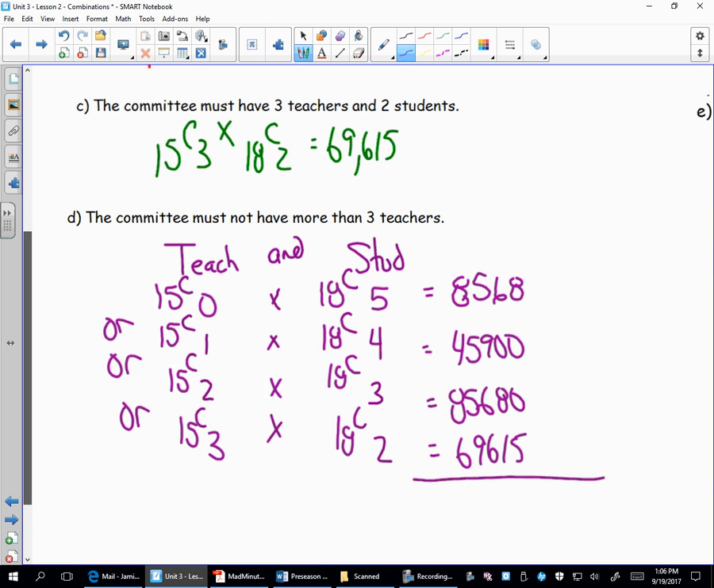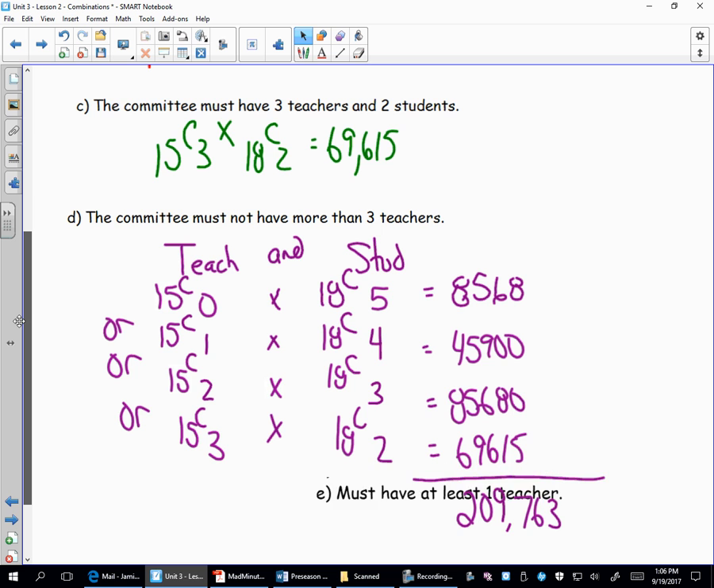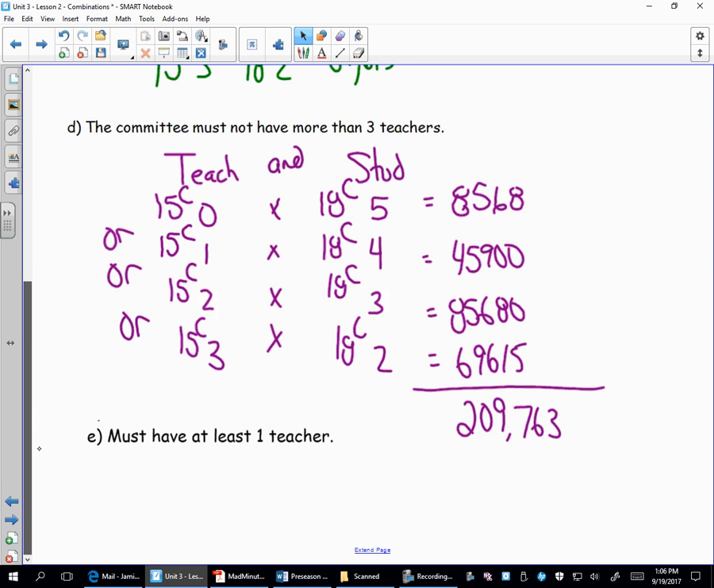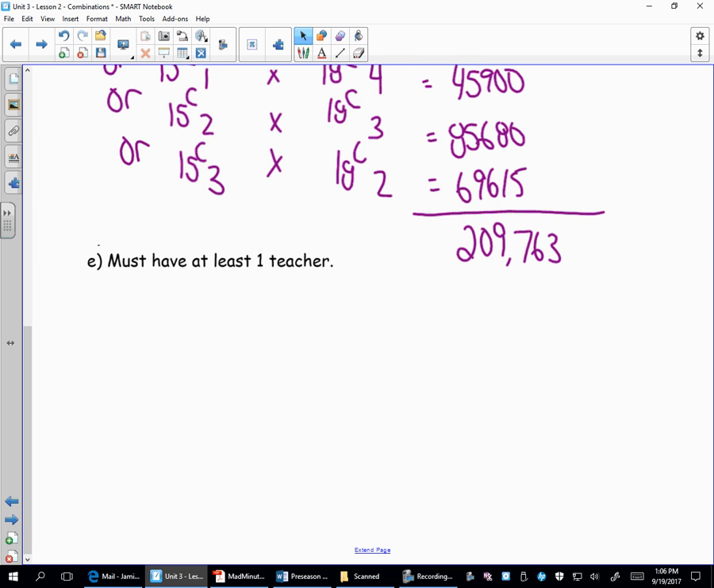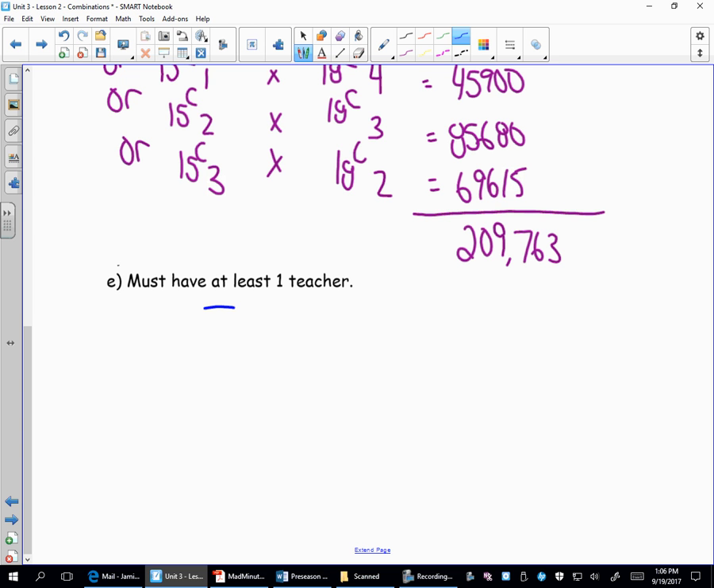And if we do that, we end up with 209,763 cases where there are no more than 3 teachers. All right, last one for this question, part E here. You must have at least 1 teacher. Okay, 1 teacher. So, teachers and students, at least 1.